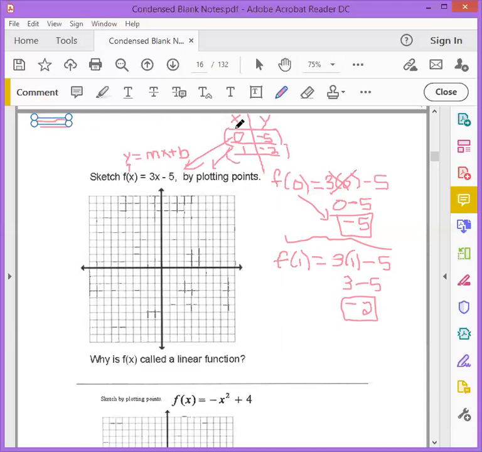and create our graph. So 0, negative 5, that's 0 on the x-axis down to negative 5: 1, 2, 3, 4, 5 on the y-axis. Let's go ahead and label this point as 0, negative 5. Our second ordered pair is 1, negative 2. So 1 on the x-axis down to negative 2 on the y-axis. 1, negative 2. And we'll connect these 2 points to create the graph.